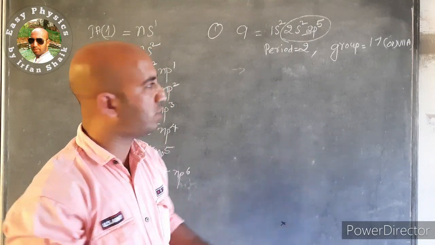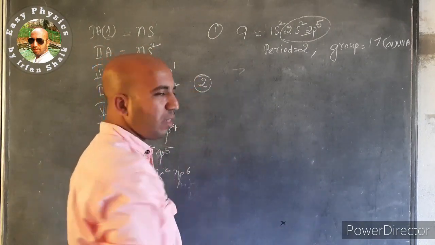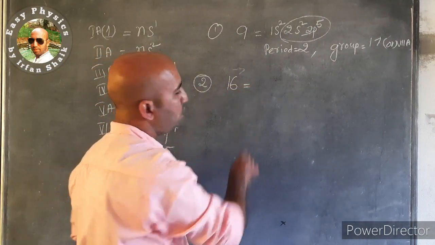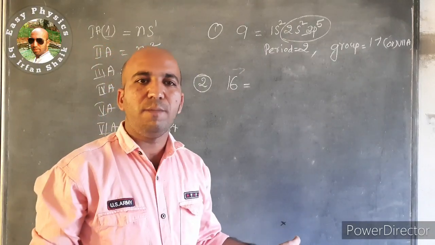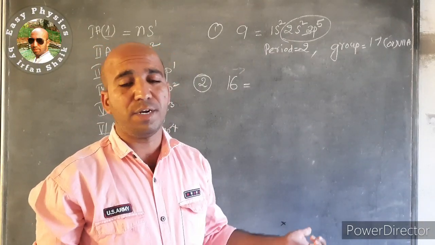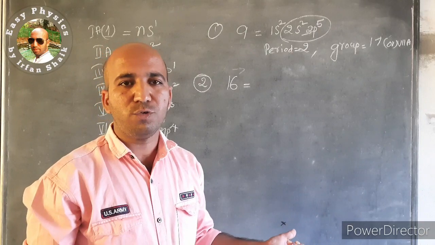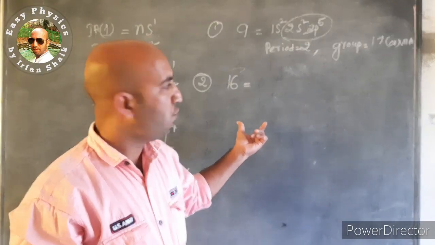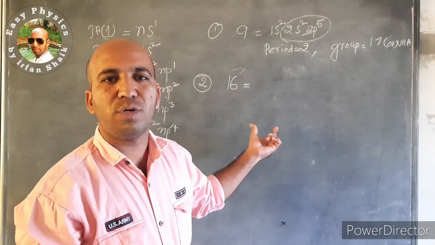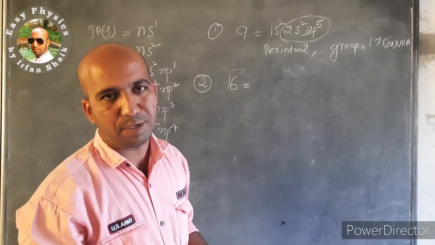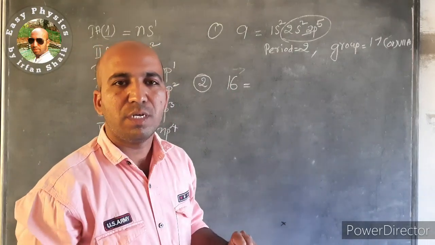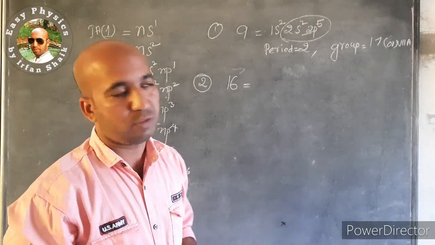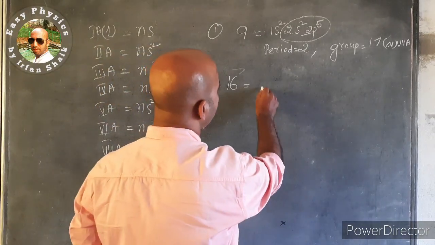Let us take one more example: the element having atomic number 16. Let us suppose we don't know where the element having atomic number 16 is present. Now we are going to find its group number and period number easily. First we need to write the electronic configuration of this element. The atomic number is 16, that means it has 16 electrons. Let us write its configuration.